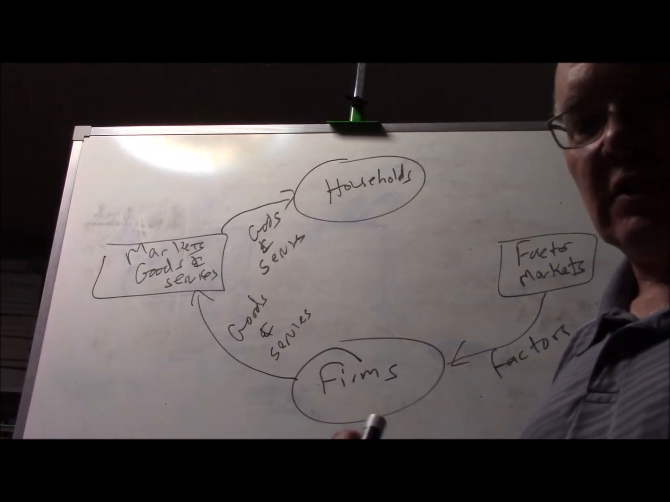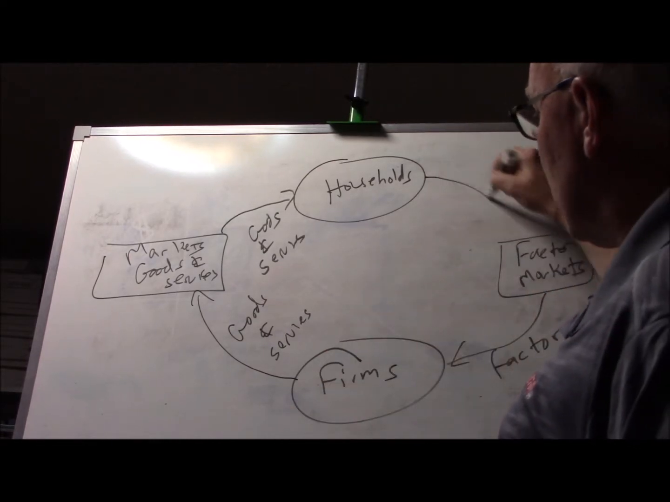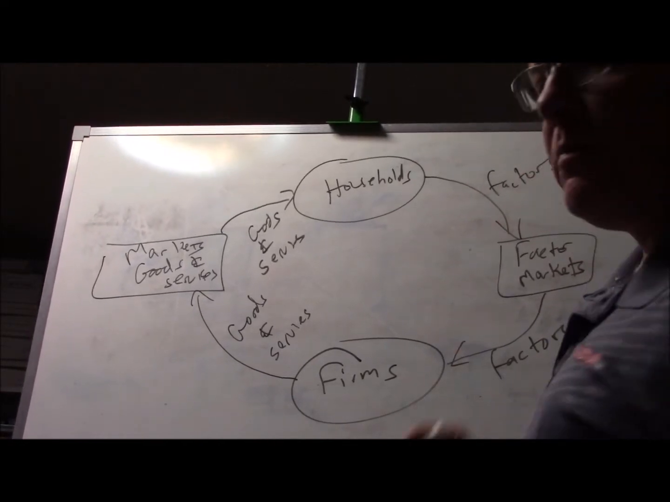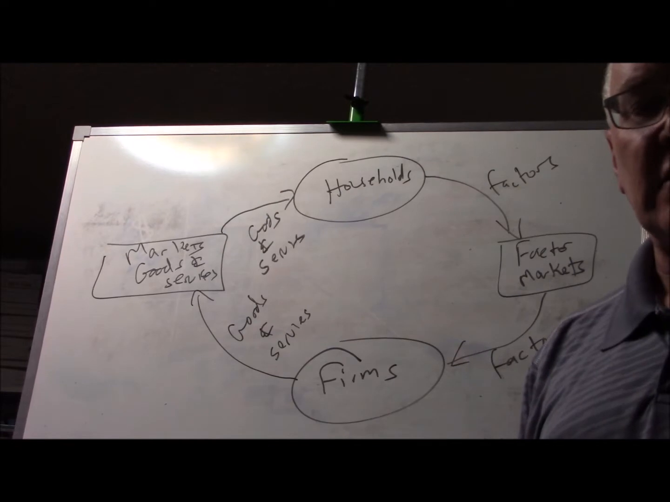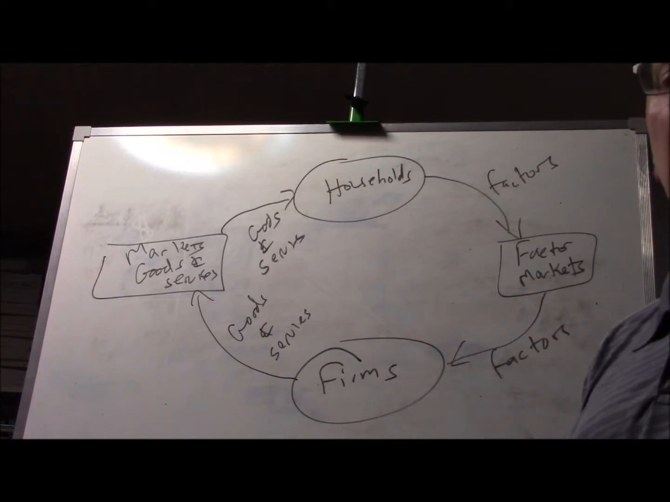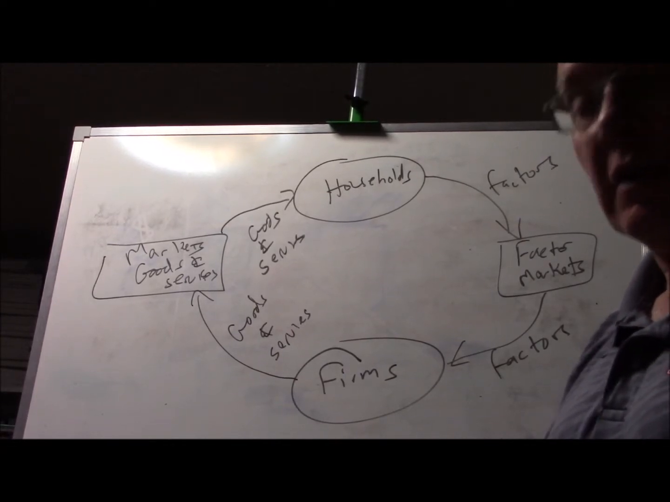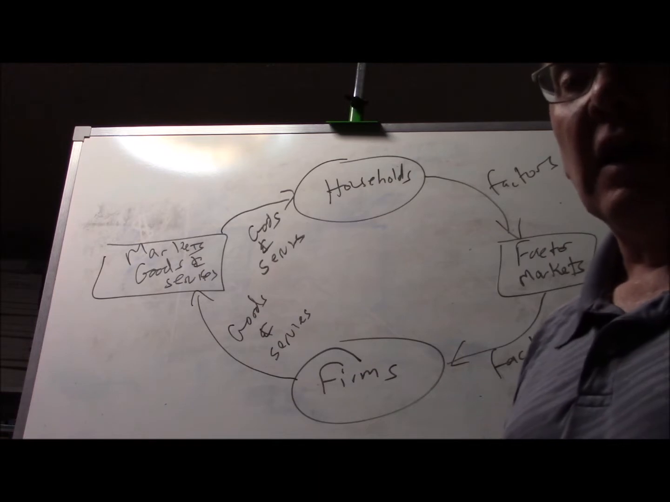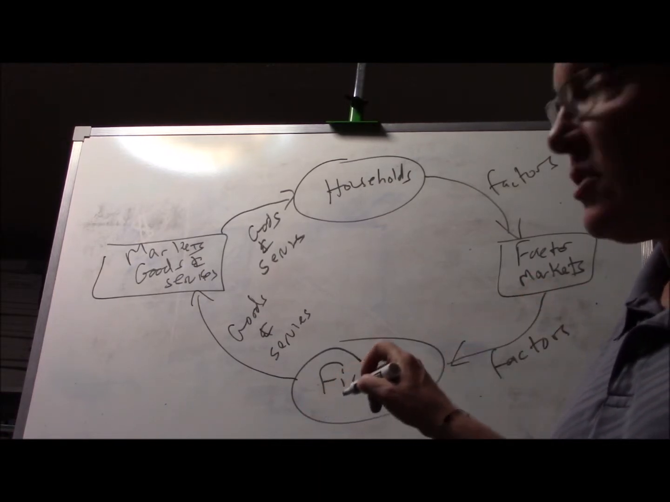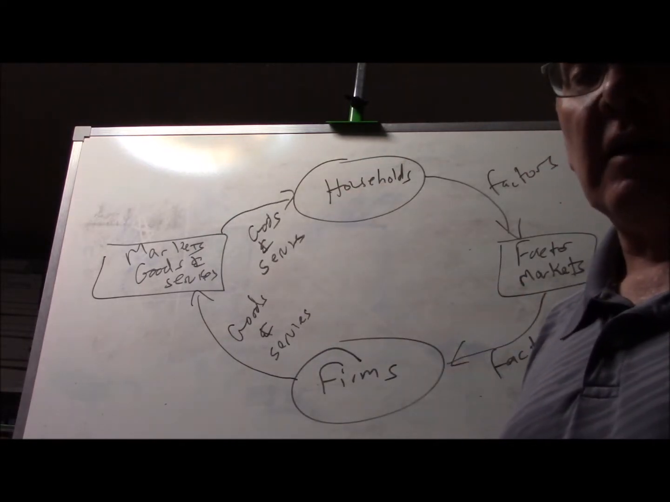And then the real question is, well, where did the factors come from? Well, the factors actually come from the households. The households bring the factors to the factor market. Now, the biggest factor that the household brings is labor. So the household brings itself, or part of itself, or some members of itself, to the factor market to sell its time, its labor, into the factor market, which is then used by the firms to produce the goods and services, which are brought to the markets for goods and services, and then back up to the households.